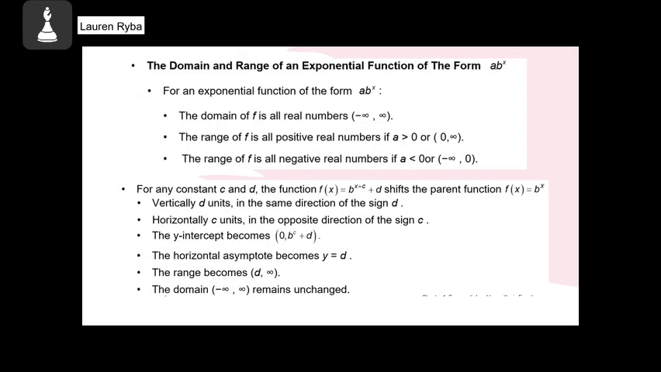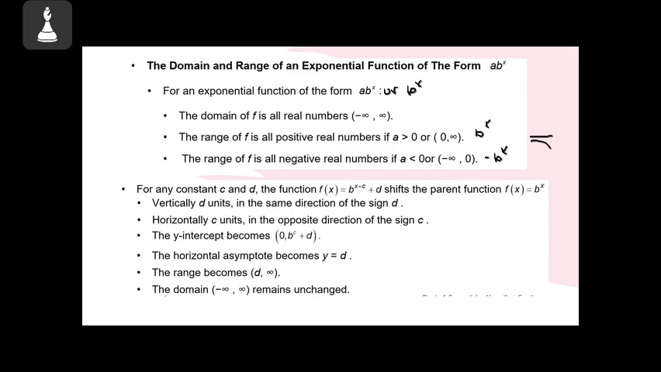Some other properties here. If it's in this form, a times b to the x, or just b to the x, your domain is going to work for every real number, negative infinity to infinity. The range is only positive numbers. That means if we have the positive form, we're going to have all positive numbers. So b to the x, they're all positives. The range is from 0 to infinity. I cannot include 0. If you have the opposite of b to the x, that's going to be our one that's below the axis here, and then it's going to have all the values negative infinity to 0.